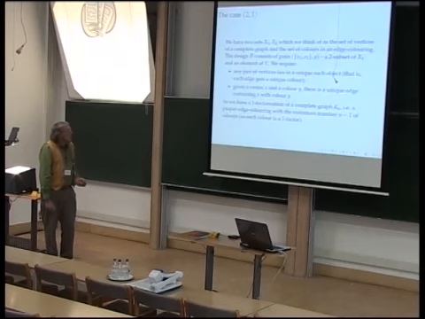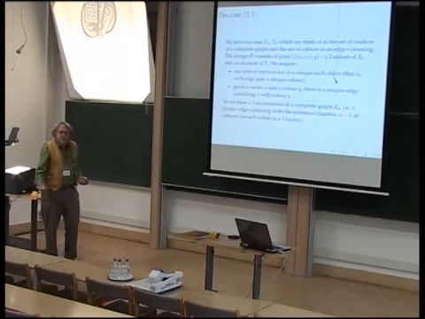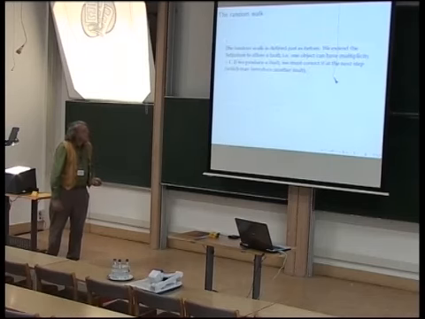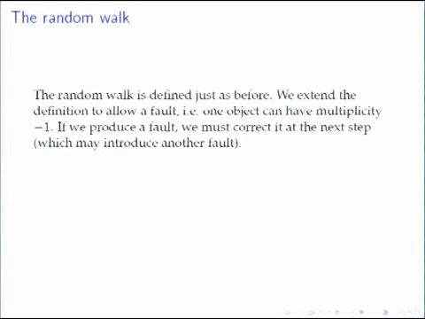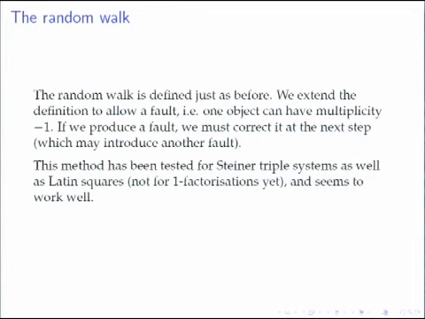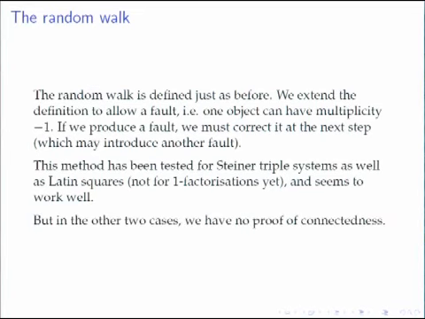That's a 1 factorization. So in those cases, the ones where we have this Markov chain working, and we can allow a fault, one object can have multiplicity -1. Everything works as before, except that we can't prove the connectedness. I've tested it for Steiner triple systems, not for 1 factorizations yet. No proof of connectedness.